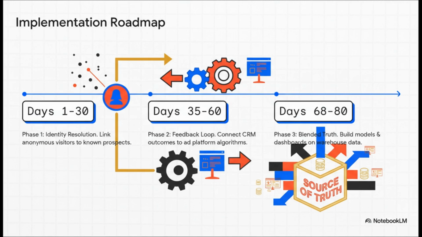The first 30 days are all about identity. That means connecting the dots between all those anonymous website visitors and the actual people in your CRM. The next 30 days are focused on feedback. This is where you build that critical automated loop that sends the truth back to the ad platforms. And the final 30 days, that's for modeling. You bring all the data together to build that single source of truth for your revenue.